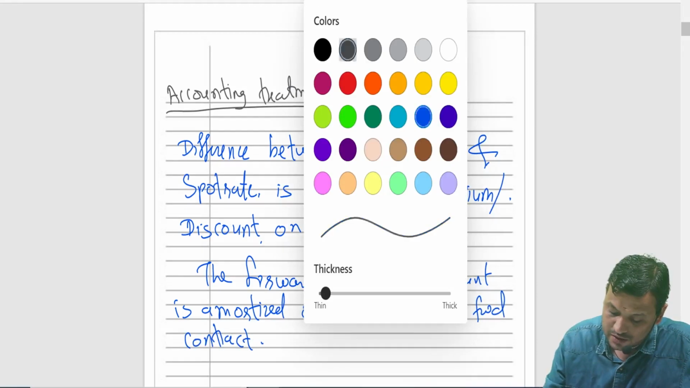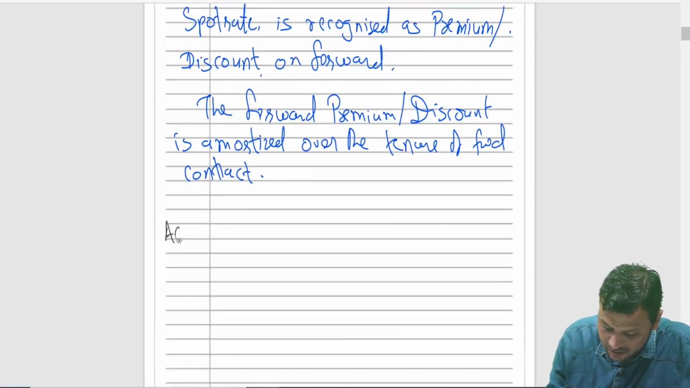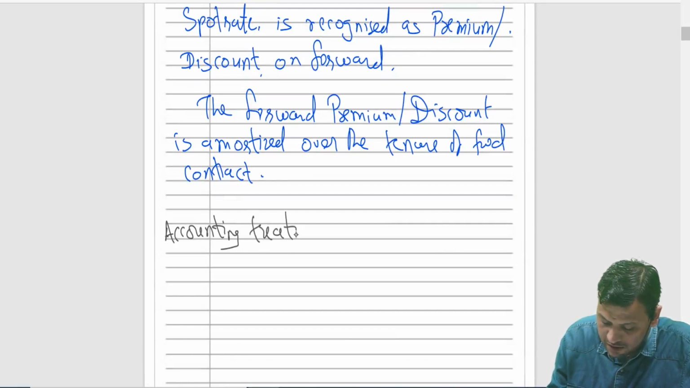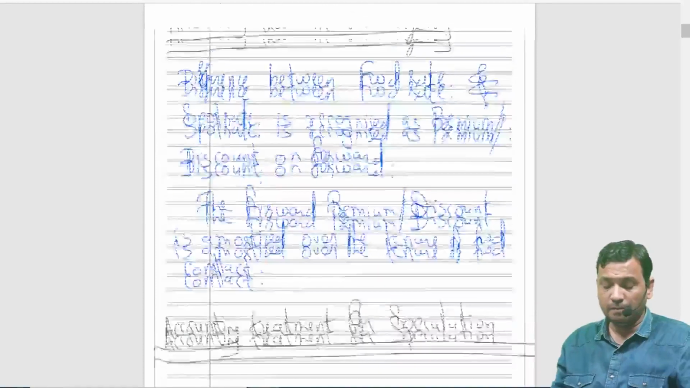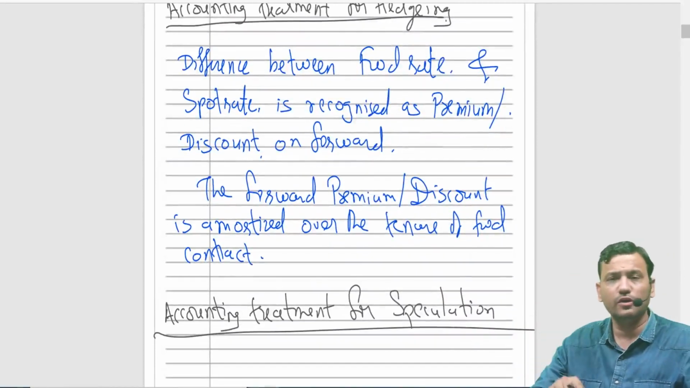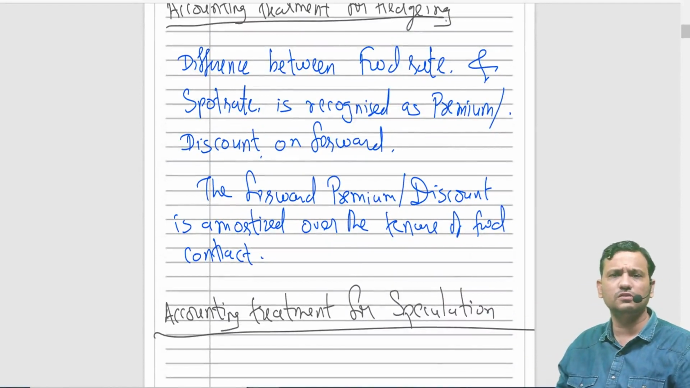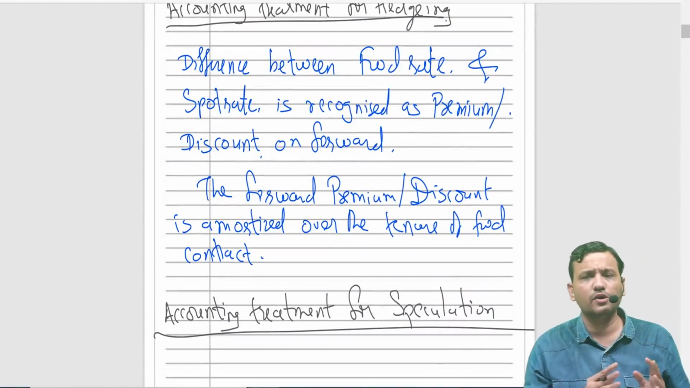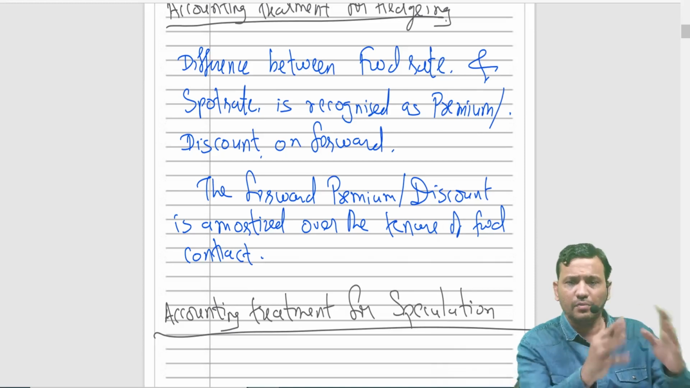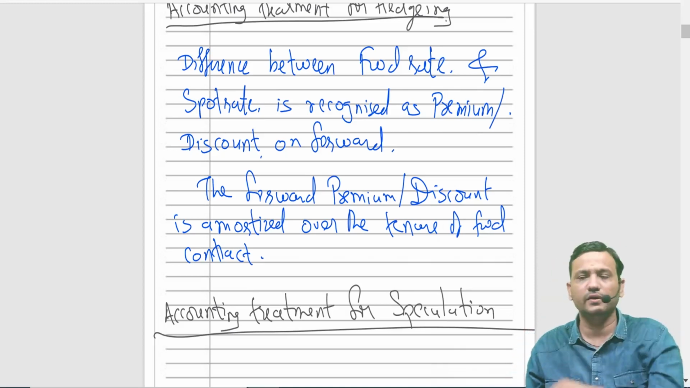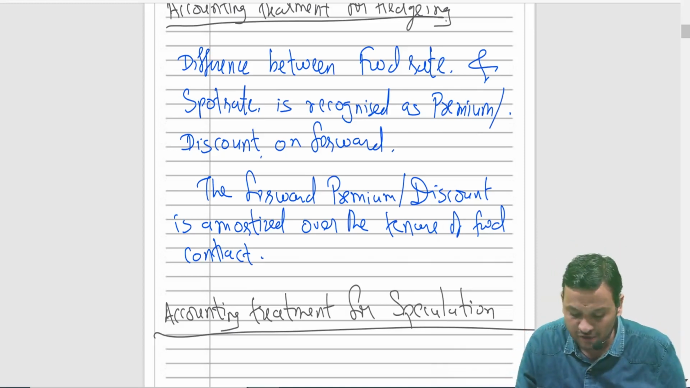Now, my dear students, what is the accounting treatment for speculation? It means I am entering into a forward contract for speculation purpose, meaning I want to make profit or loss from it. I have entered into the contract not because I have an existing risk. There is no risk of currency fluctuation, but I have entered into a forward contract to make money from it, to gain from it. So that is the accounting treatment for speculation.